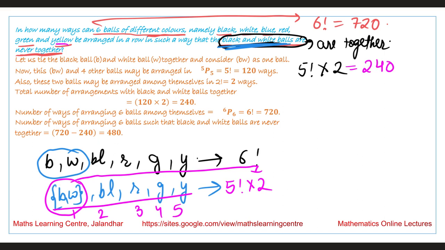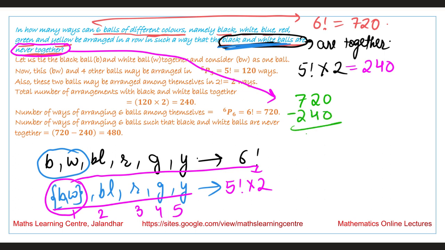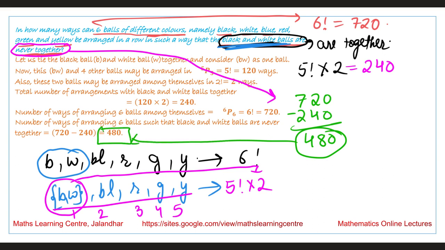What we require is that they are never together. These two balls are never together. So the answer we will have is 720 minus 240, that is equal to 480. So there are a total of 480 ways in which the black and white balls are never together.